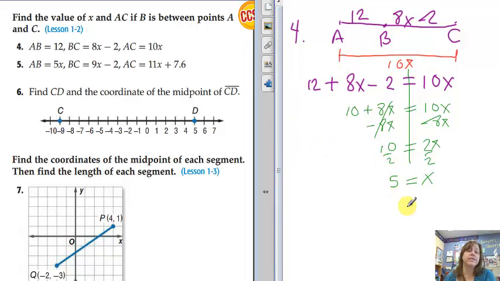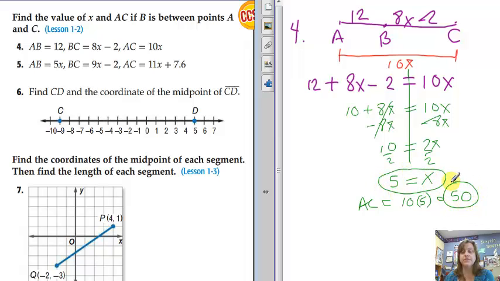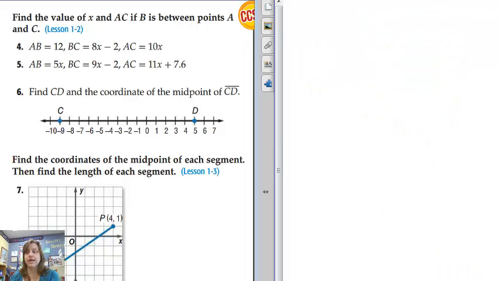We also were asked to find the distance from A to C, so let's be sure to plug that in. From A to C, we were given that to be the 10 times x. So let's make that 10 times 5 for a total distance of 50 units. So here's our 2 answers. X is 5, and the distance from A to C is 50. Let's do number 5 now.